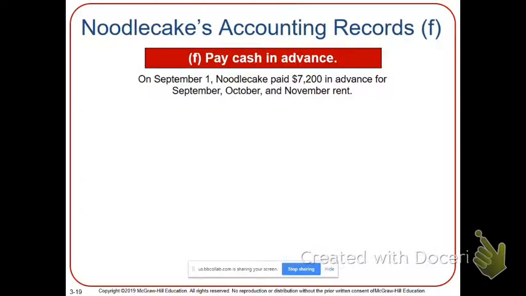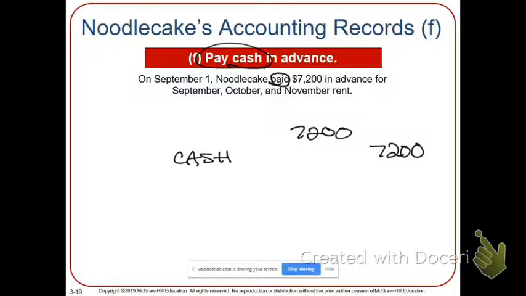All right, now on September 1st, Noodle Cake paid $7,200 in advance for rent for September, October, November. So remember, you want to look for keywords: paid cash in advance. So kind of what you guys did on the last one. If we know we paid $7,200, what are we doing to cash? Credit, yep. And then when you're doing homework, if you can set up the problem like this, you've got three-fourths of it. Makes it a lot easier to come up with the rest of it.